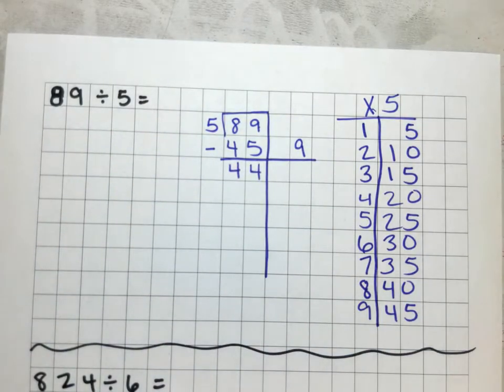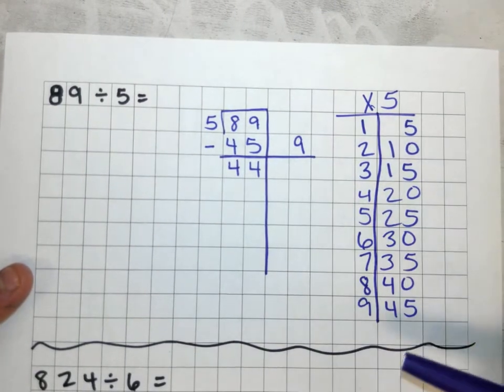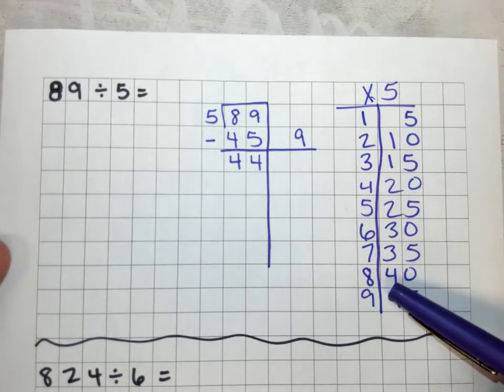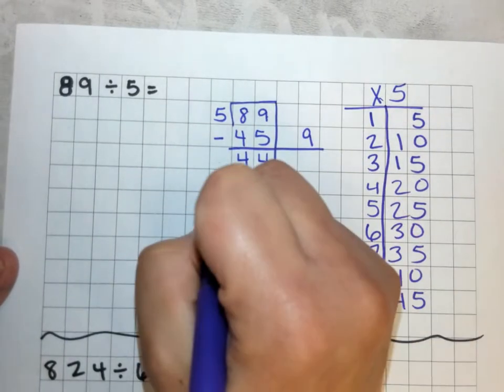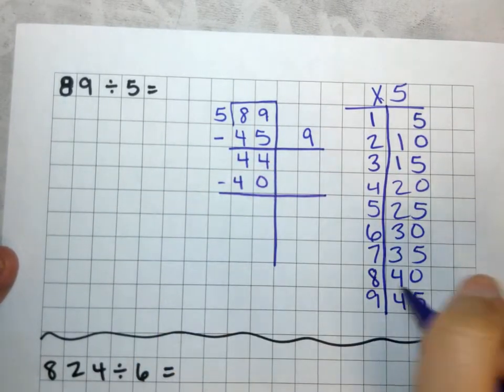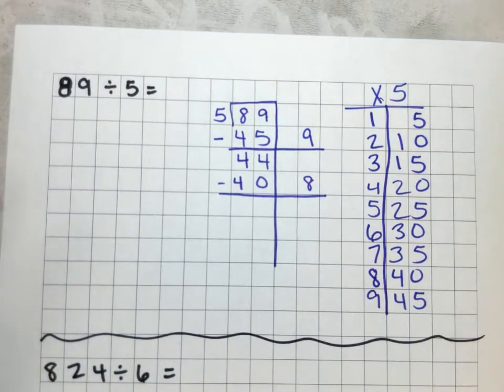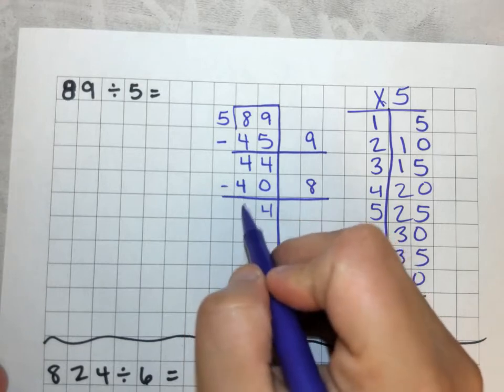Now again, I'm going to do it again. This time I'm looking for a number smaller than 44. I'm going to start at the bottom so I get the biggest, and stop. 40 is smaller than 44, so I'll draw the line. I multiplied by 8, and now I'm ready to subtract. 4 minus 0 is 4. 4 minus 4 is 0.